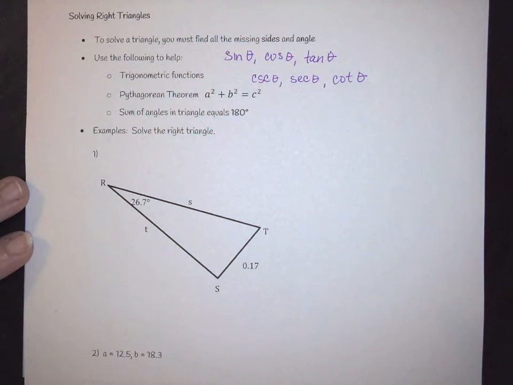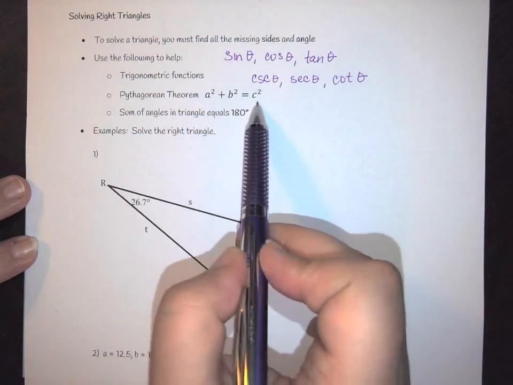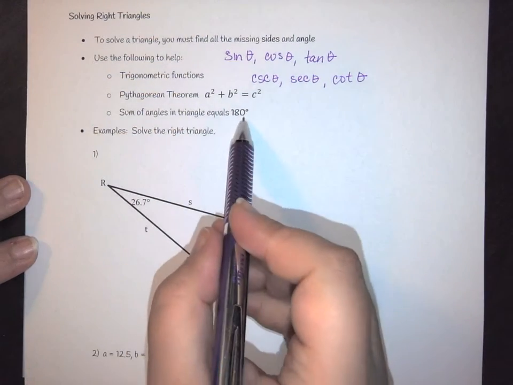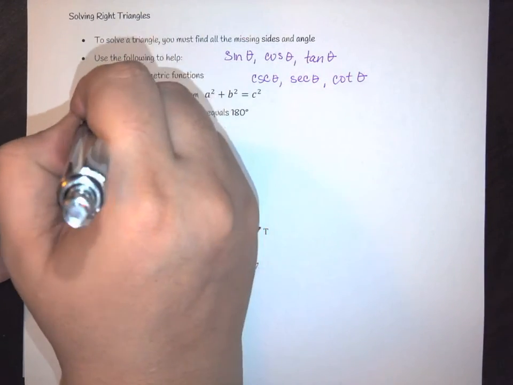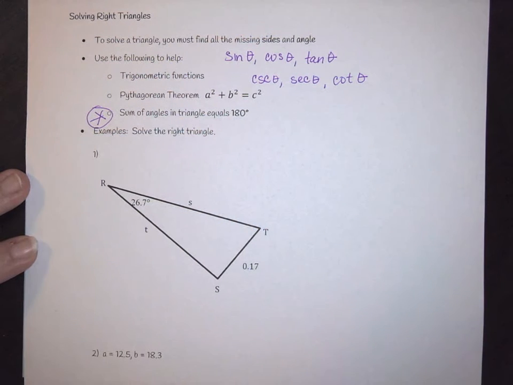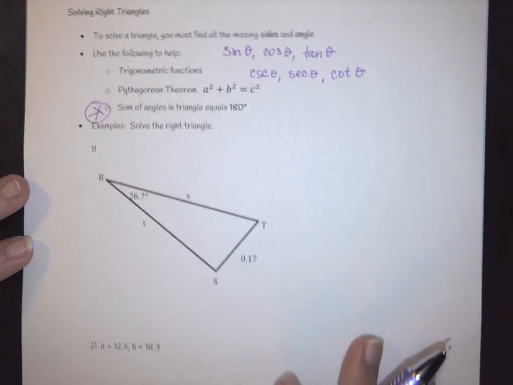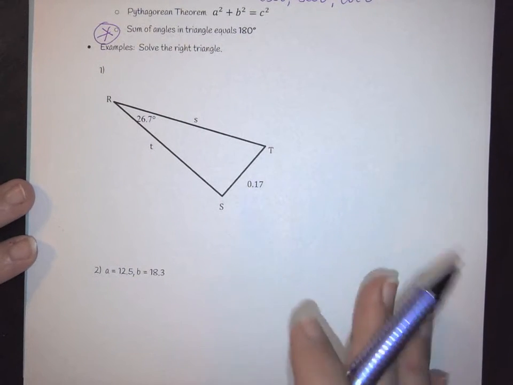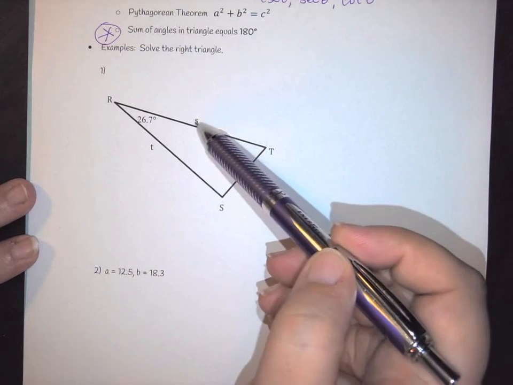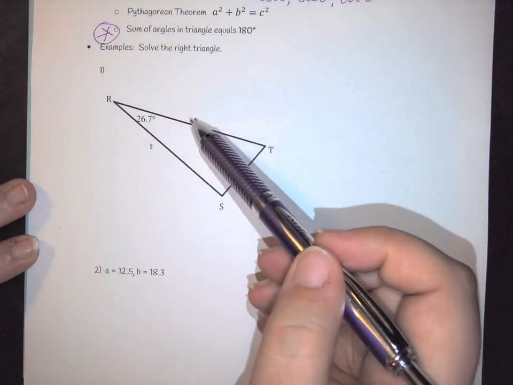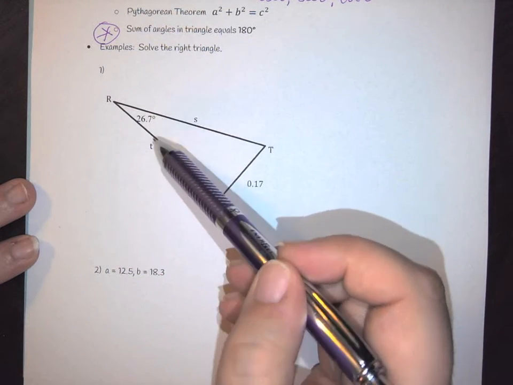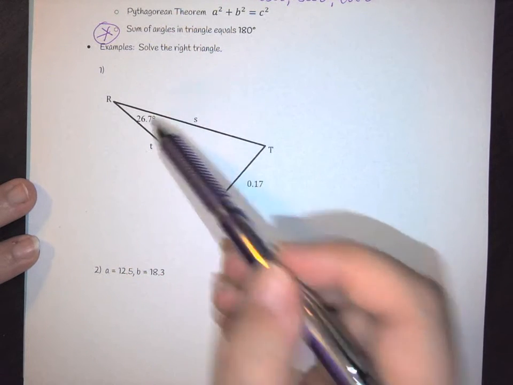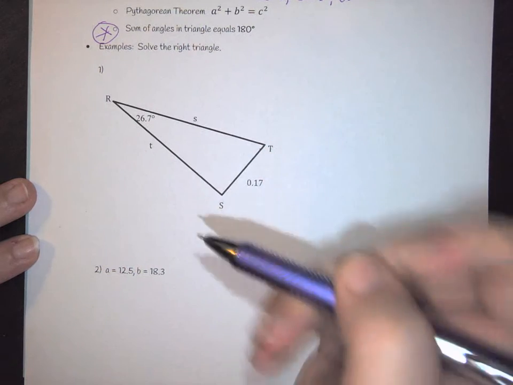Okay, so with that, we also have to remember we've got Pythagorean's theorem and the rule that all triangles have to sum to 180 degrees. So when you're solving a right triangle, all you're simply doing is trying to find the missing parts. Notice here I have an S, a T. Neither one of these has a length. I've got a degree here, I don't have a degree here.